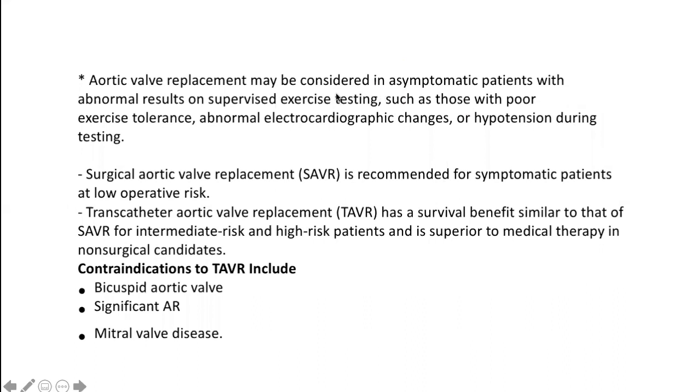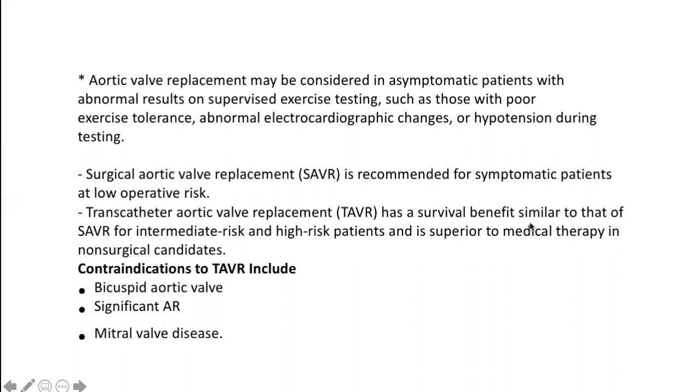Aortic valve replacement may be considered in asymptomatic patients with abnormal results on supervised exercise testing, such as poor exercise tolerance, abnormal ECG changes, or hypotension during the test. Surgical aortic valve replacement is recommended for symptomatic patients at low operative risk. If they have low operative risk, you would go with surgical, but if they have high operative risk, you would do the transcatheter aortic valve replacement, TAVR.